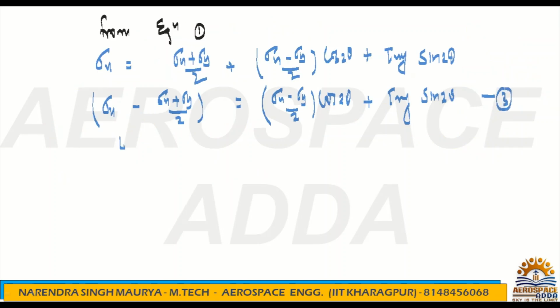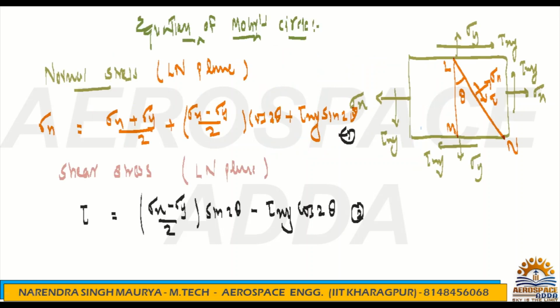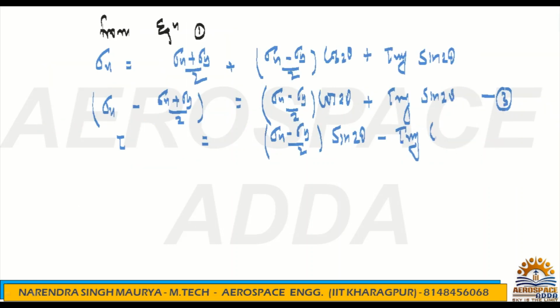And tau is equal to, the very simple shear stress equation, nothing but sigma x minus sigma y by 2 sin 2 theta minus tau xy cos 2 theta. So this is equation number 2 as it is.